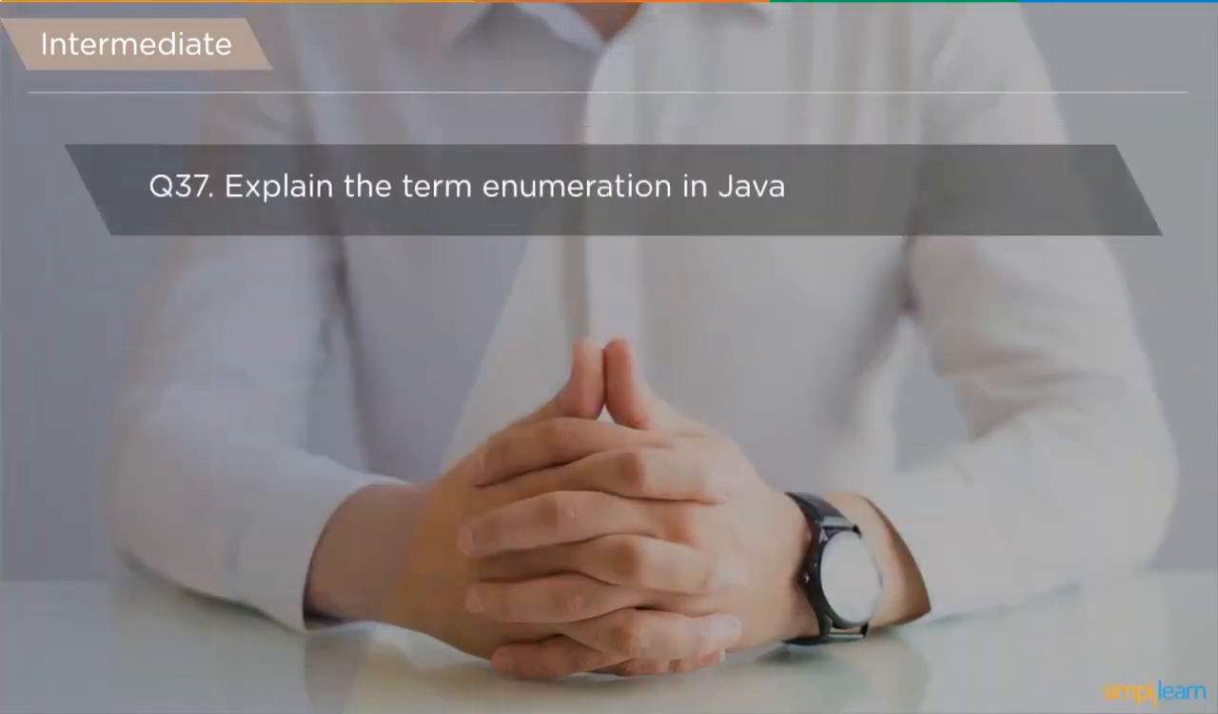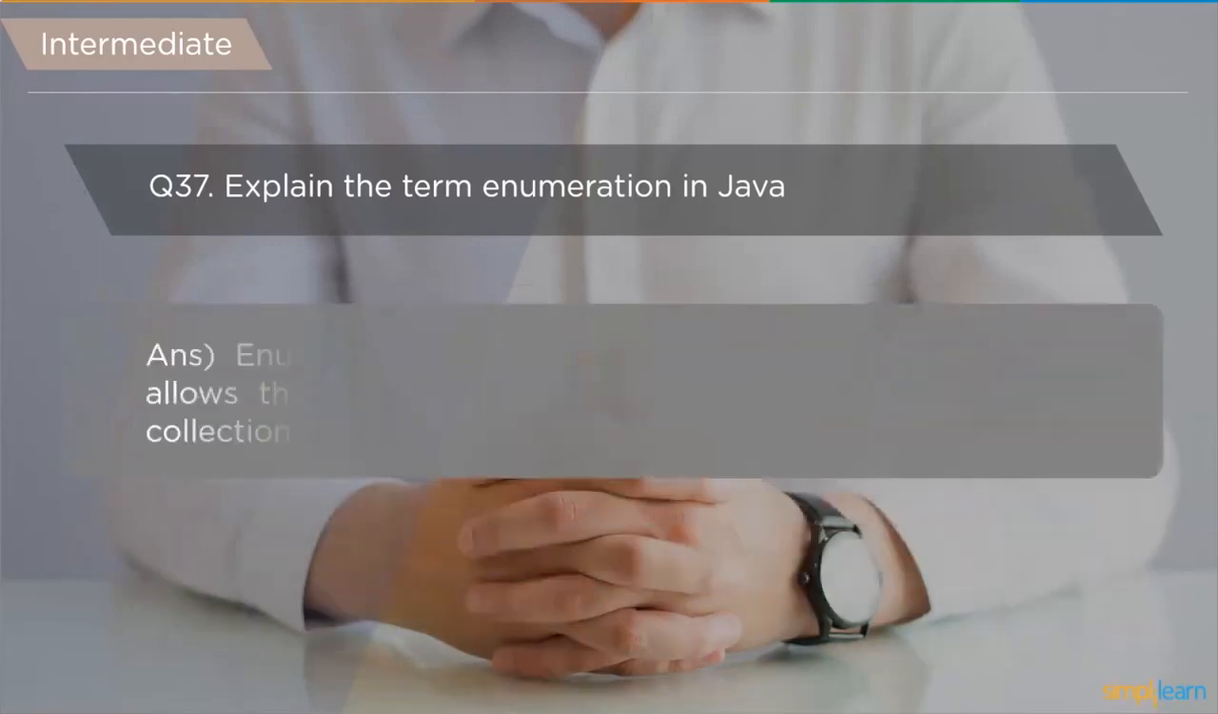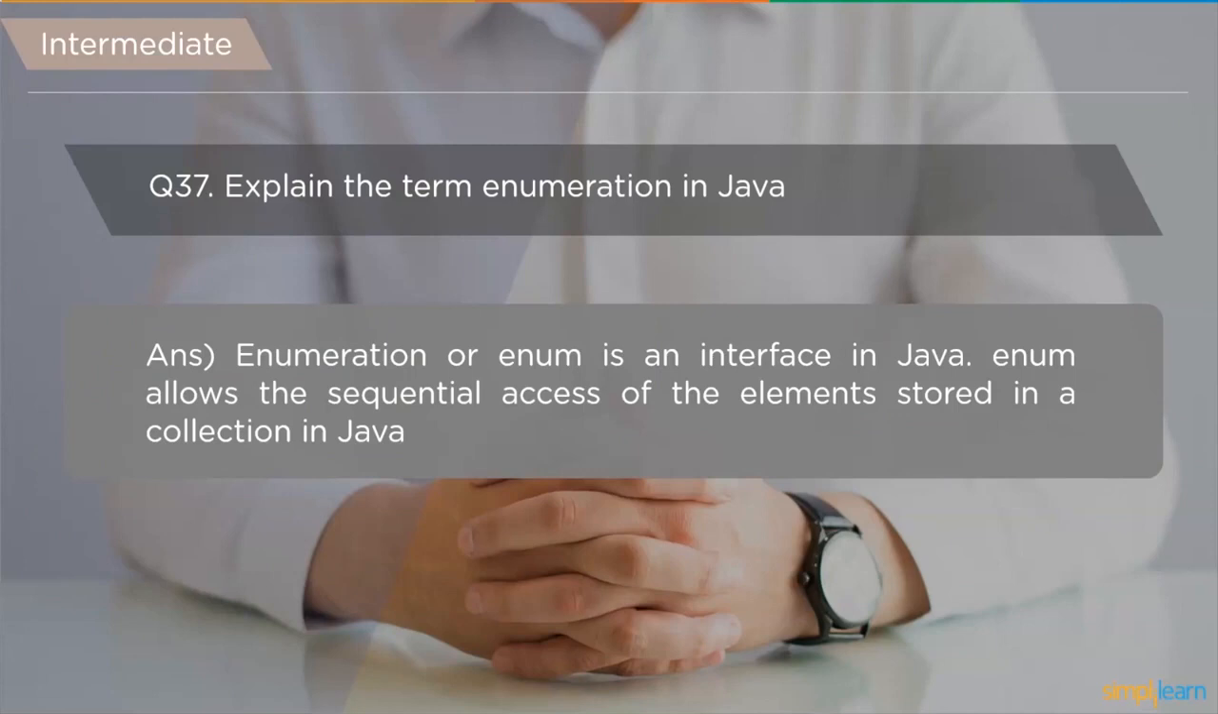So we have our next question now. Explain the term enumeration in Java. So the answer for this question is, enumeration or enum is an interface in Java. Enum allows the sequential access of elements stored in a collection in Java.